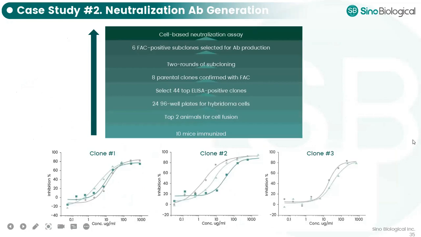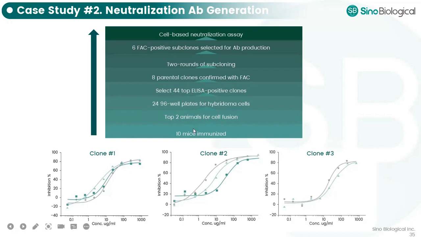For the last two cases, we want to focus on neutralization antibody generation. The first case uses hybridoma technology to support neutralization antibody generation. We definitely immunize more animals. Usually we immunize 5 mice, and this time we immunized 10 animals. Then we set up a cell-based neutralization assay to screen for the clones.